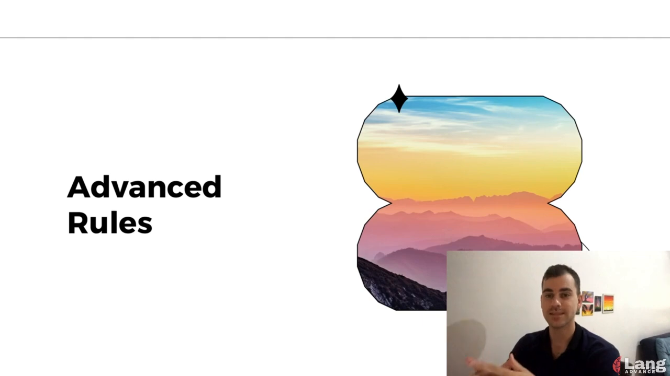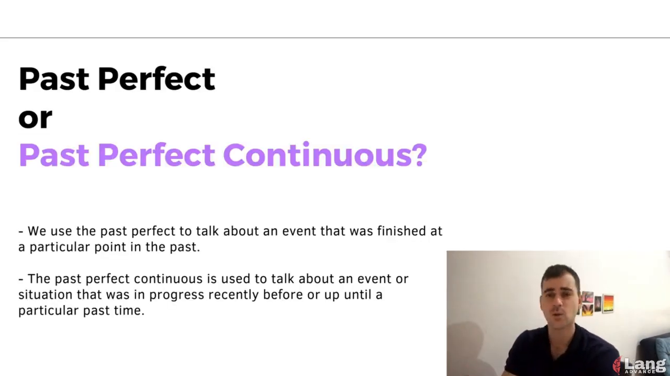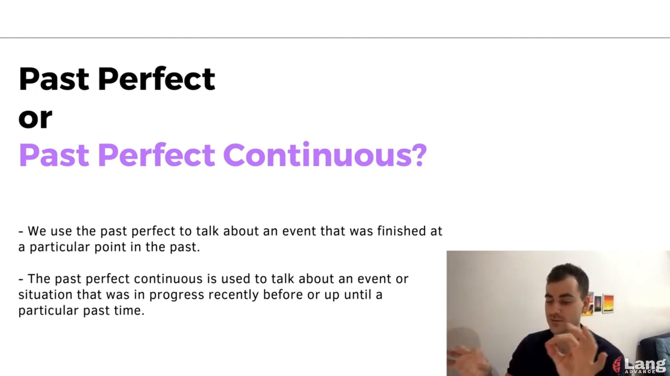So those are the basic usages of the past perfect continuous. We're going to go into some more advanced rules and special situations. It's quite common to be confused about past perfect or past perfect continuous. We use the past perfect to talk about an event that was finished at a particular point in the past. The past perfect continuous is used to talk about an event or situation that was in progress recently before or up until a particular past time.